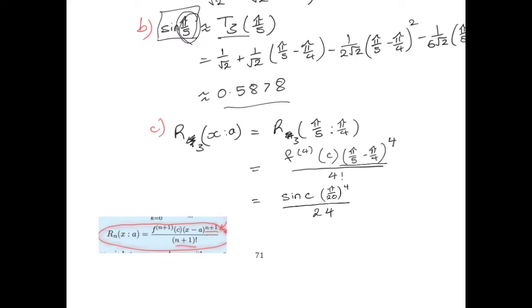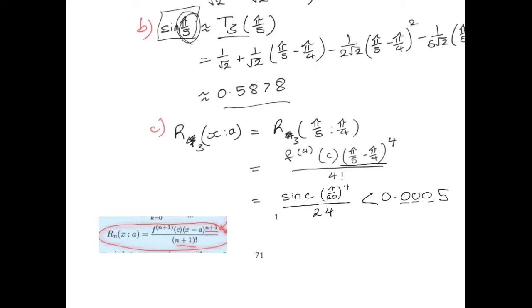However, they said we want our approximation to be accurate to 3 decimal places. Good. Which means it's less than, based on a previous lesson, it's less than 0.0005. If you want 3 decimal places, you need 3 zeros. But this sine c thing kind of screws me up. But it's actually okay. Why is it okay? Sine of c. What do we know about sine?